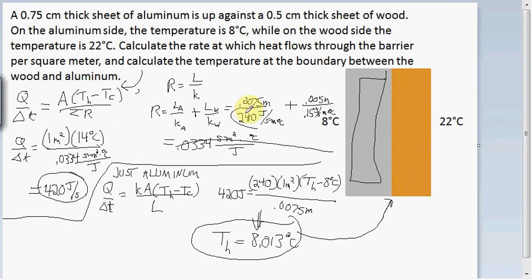So in other words, heat flows very rapidly through the aluminum, but it doesn't flow very well through the wood. And so as far as heat flow is concerned, it's almost as if the aluminum isn't even there. That's why the temperature here is basically the same as the temperature there, or very, very close to it. That's it.